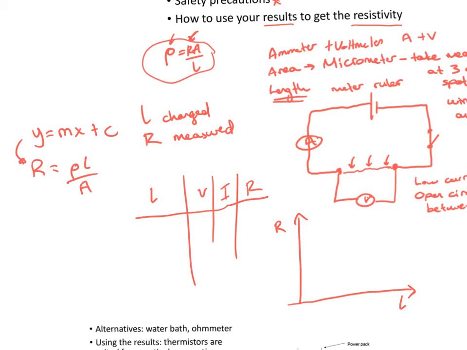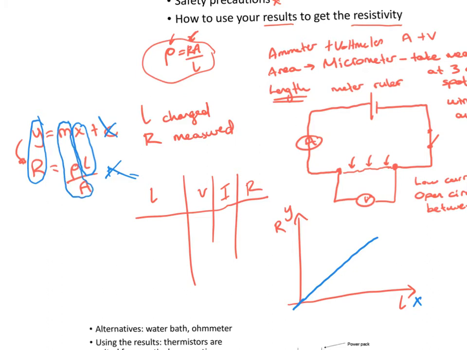So my y-axis is R. My x-axis is L. So this is the x-axis. I don't have a plus something component, so there is no y-intercept, which means the line goes through the origin. This is a straight line. It will look like this. And that leaves me with the gradient, which should be the resistivity divided by the cross-sectional area.